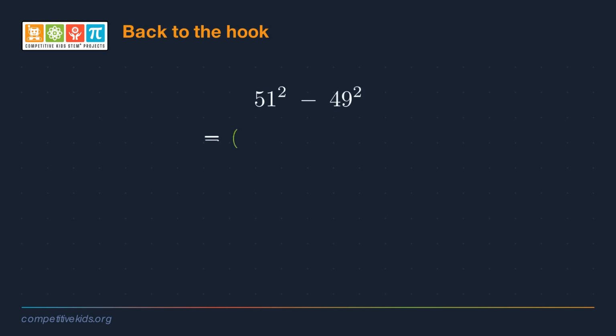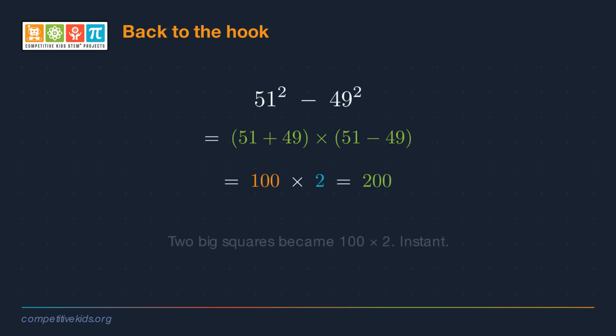Now back to the hook. 51 squared minus 49 squared. Use the trick. 51 plus 49 is 100. 51 minus 49 is 2. The answer is 100 times 2. That is 200. Two big squares became one easy multiplication.